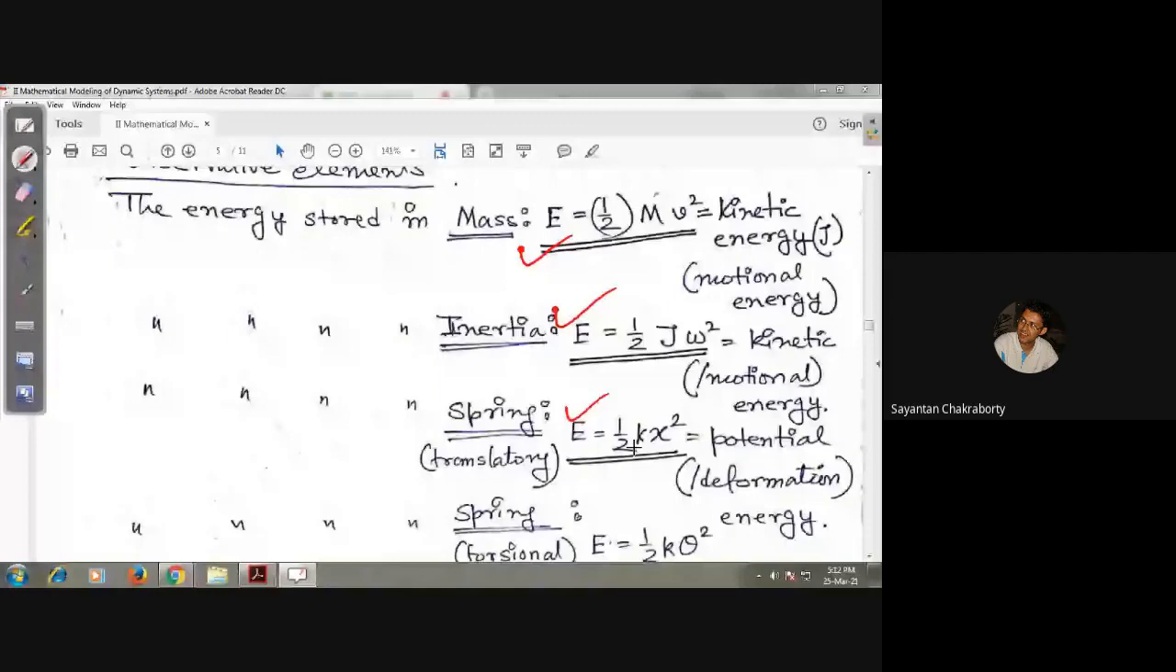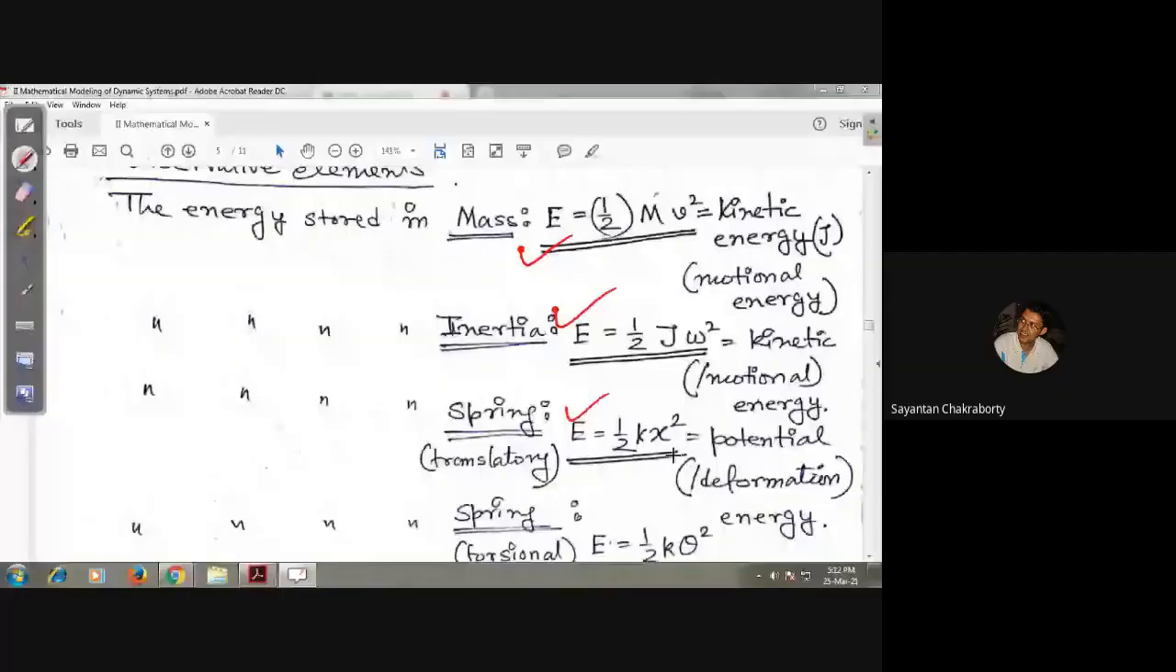So, for the translational spring, the potential energy or the deformation energy will be given by half k x square. For a torsional spring, it will be half k theta square. Okay? So the mass and spring are the elements which can store energy, and energy can be restored from mass and spring. Whereas the damper is a dissipative element. The power is consumed and lost in the form of heat, because the piston is moving in viscous fluid, there will be a lot of friction, and heat will be produced as a dissipation of the energy. So this is a dissipative element.